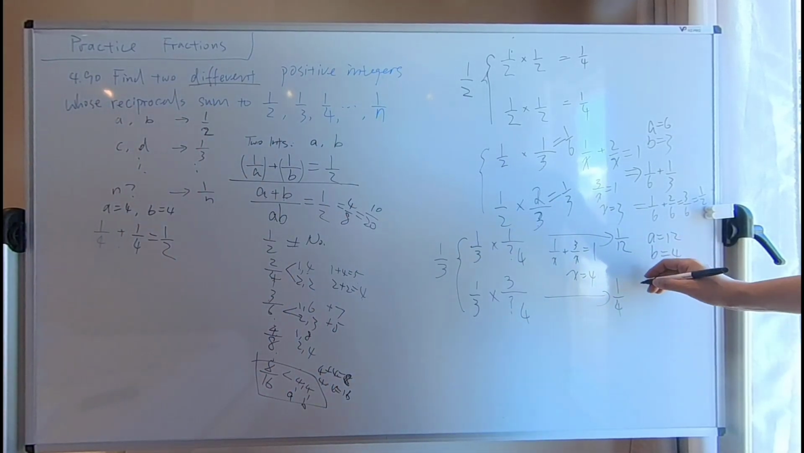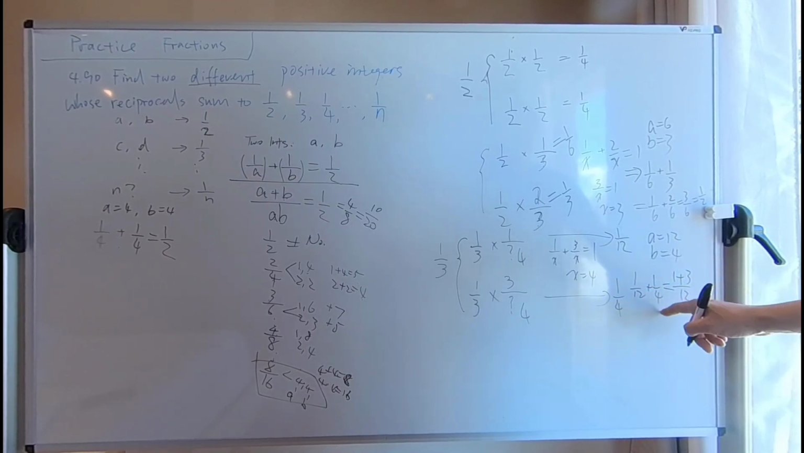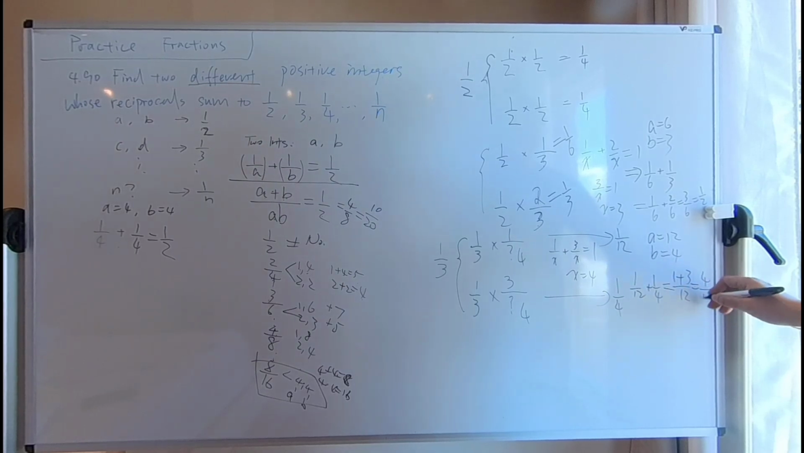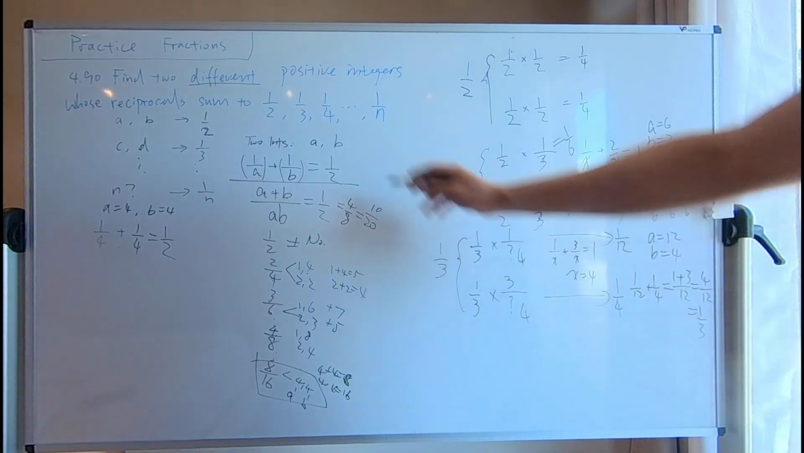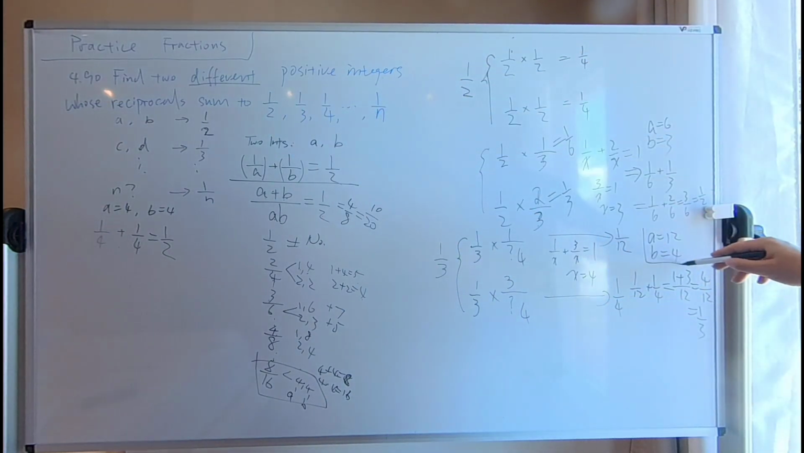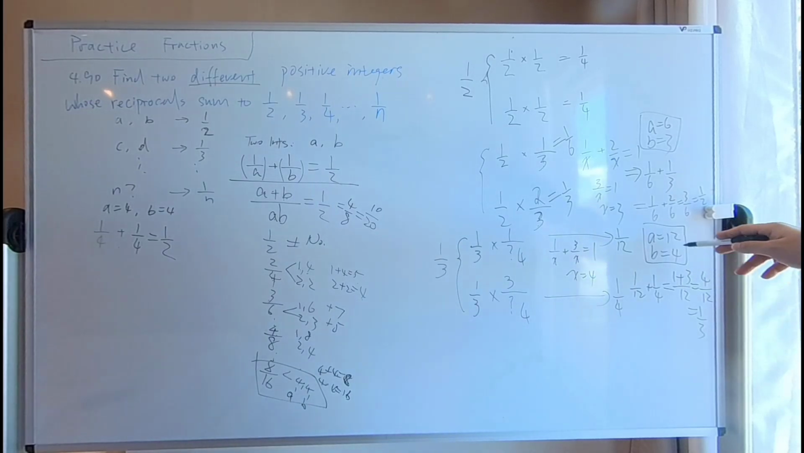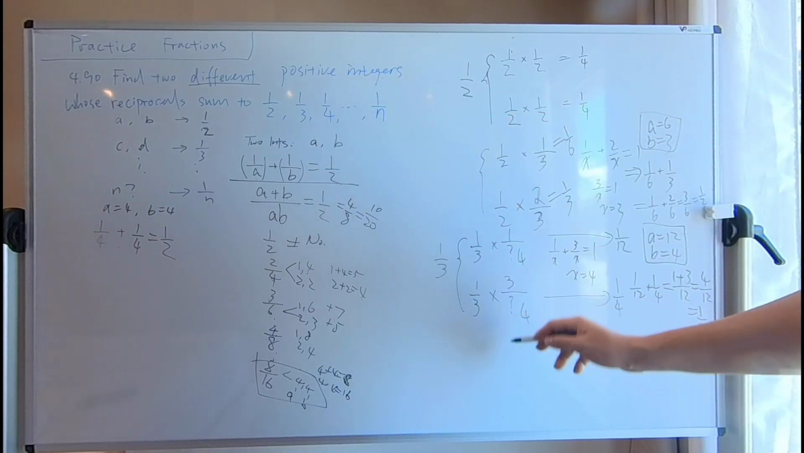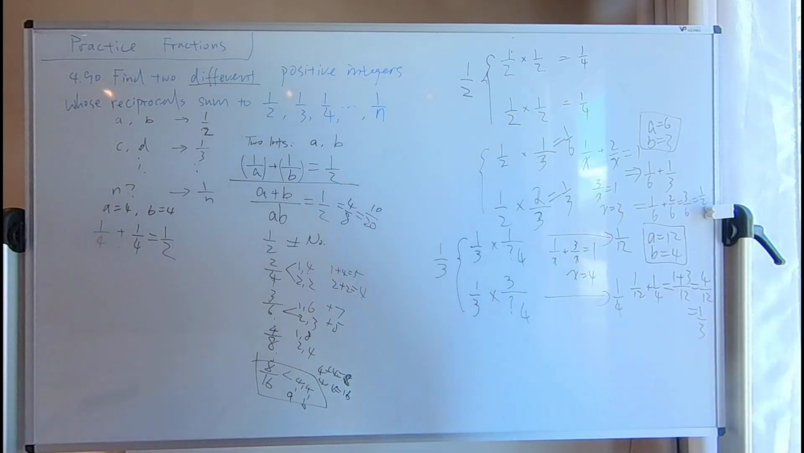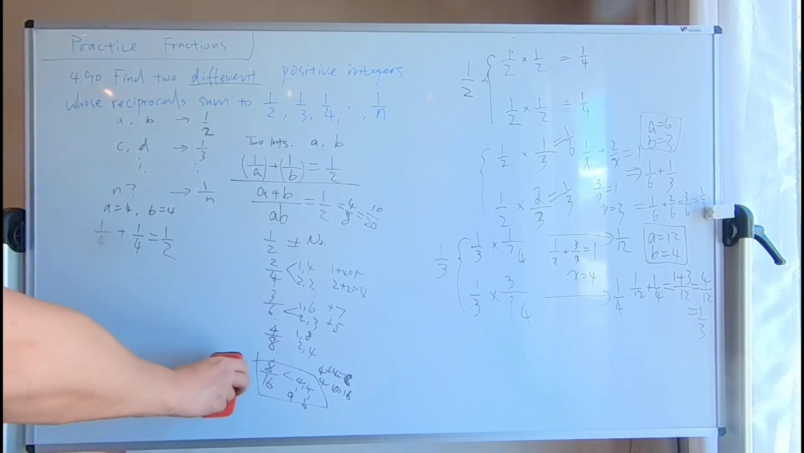Okay, let's verify them. 1 over 12 plus 1 over 4 is 1 plus 3 over 12. The common denominator gives 4 over 12, which is 1 over 3. So we verified they do sum to 1 over 3. The answer to this question: the two integers are 12 and 4. So I can keep going for 1 over 4, 1 over 5, 1 over 6, all with the same pattern, and I can guarantee to find the results.